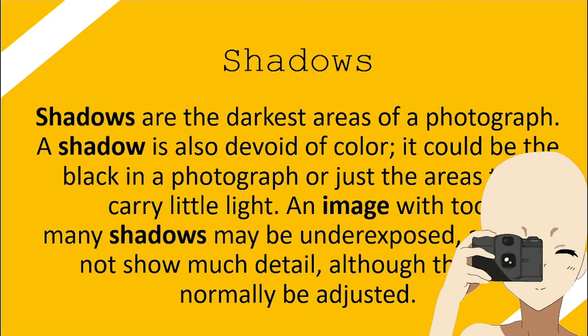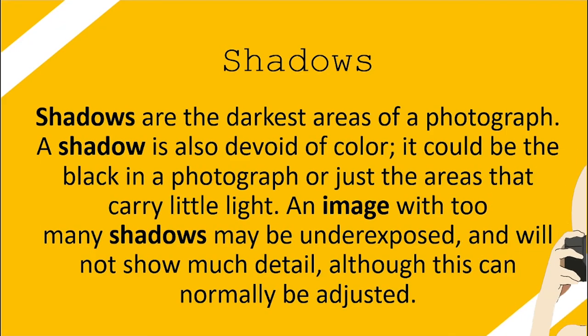We also have shadows. So he already adjusted his shadow. So medyo kamag-anak siya ng ating exposure. So dito lang mas may emphasize yung shadows dun sa ating picture. So shadows are the darkest areas of the photograph. A shadow is also devoid of color. It could be the black in a photograph or just the areas that carry little light. An image with too many shadows may be underexposed and will not show much detail, although this can normally be adjusted. And then we have the clarity.